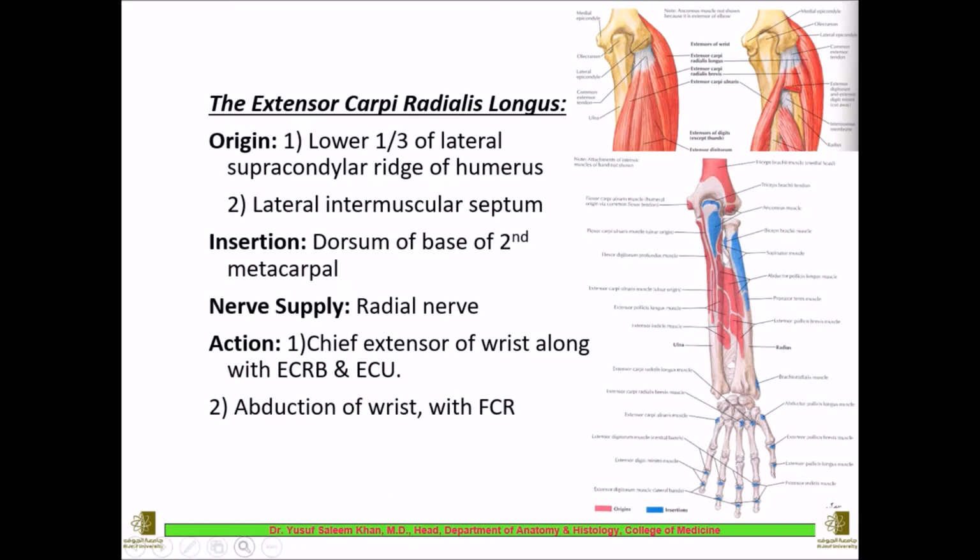So this mainly helps in the abduction of the wrist joint along with the flexor carpi radialis. So three muscles help in the abduction of the wrist joint. One is the flexor carpi radialis, then the extensor carpi radialis longus as well as the extensor carpi radialis brevis. And this also assists in the movement of the digits, that is the fingers, because it fixes the second metacarpal bone.